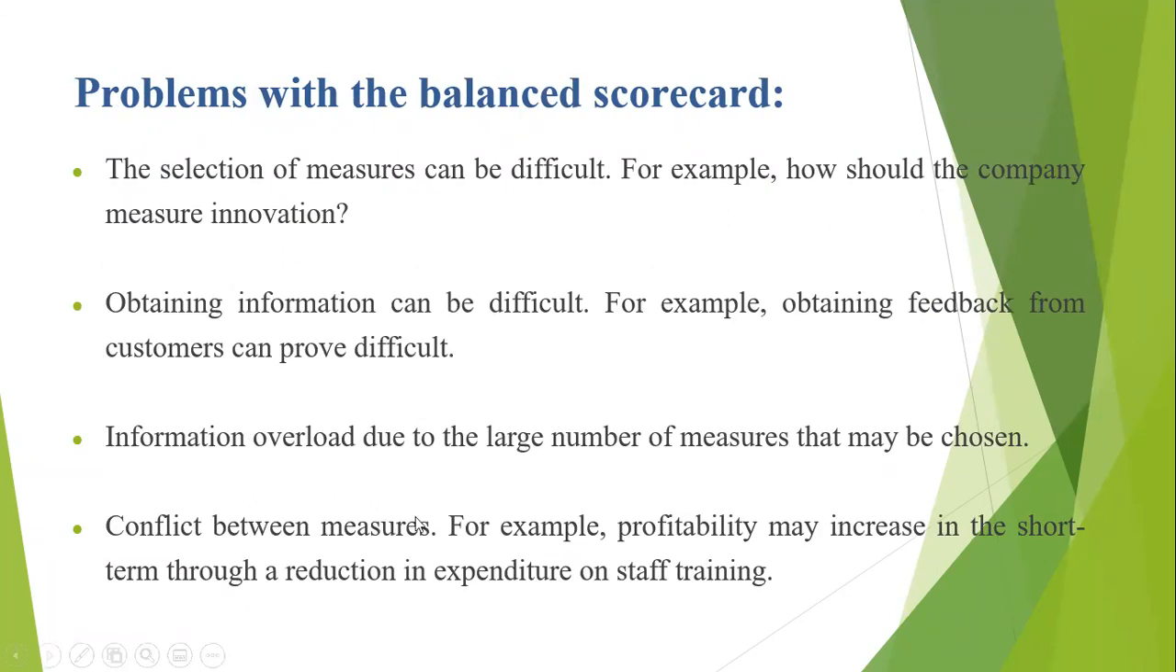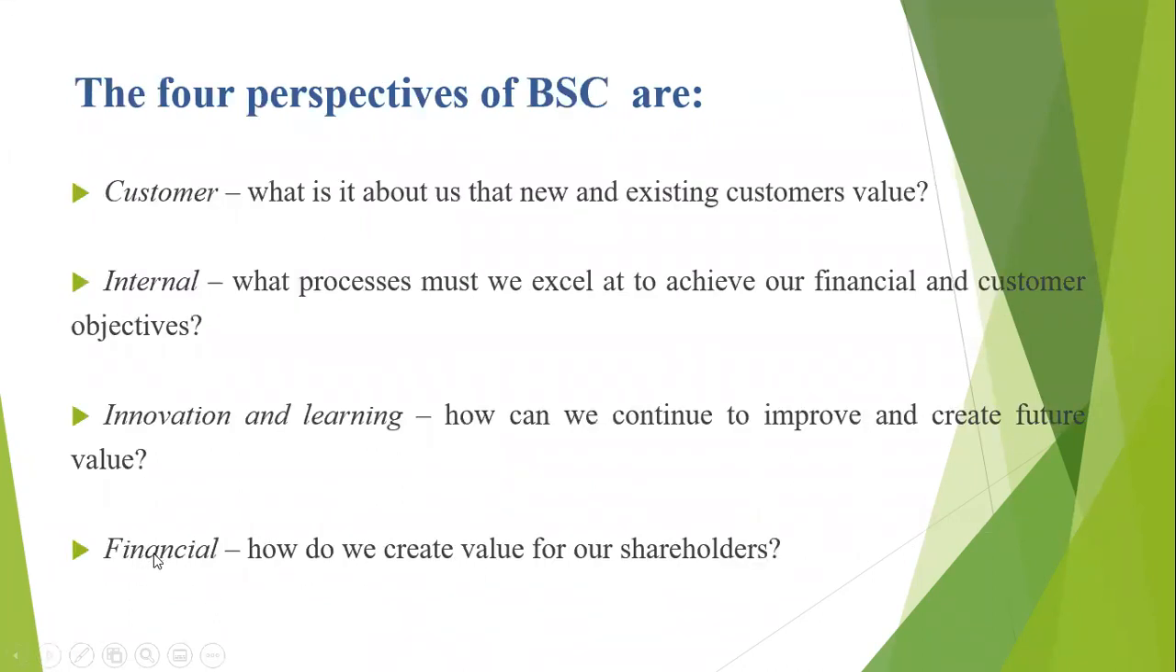And conflict between measures. ඒ වගේම measures අතර conflict එකක් තියෙන්නත් පුළුවන්. The profitability may increase in the short term through a reduction in expenditure on staff training. So it's short-termism. So if you really want to enhance these financials, you can look at cutting down the staff training. But if you do so, it will definitely affect your innovation and learning and the internal processes negatively. In the long run, it will reduce or compromise the profit. So it depends on what you value the most. Is it the short-term profit over the long-term profit, or the long-term profit over the short-term profit?